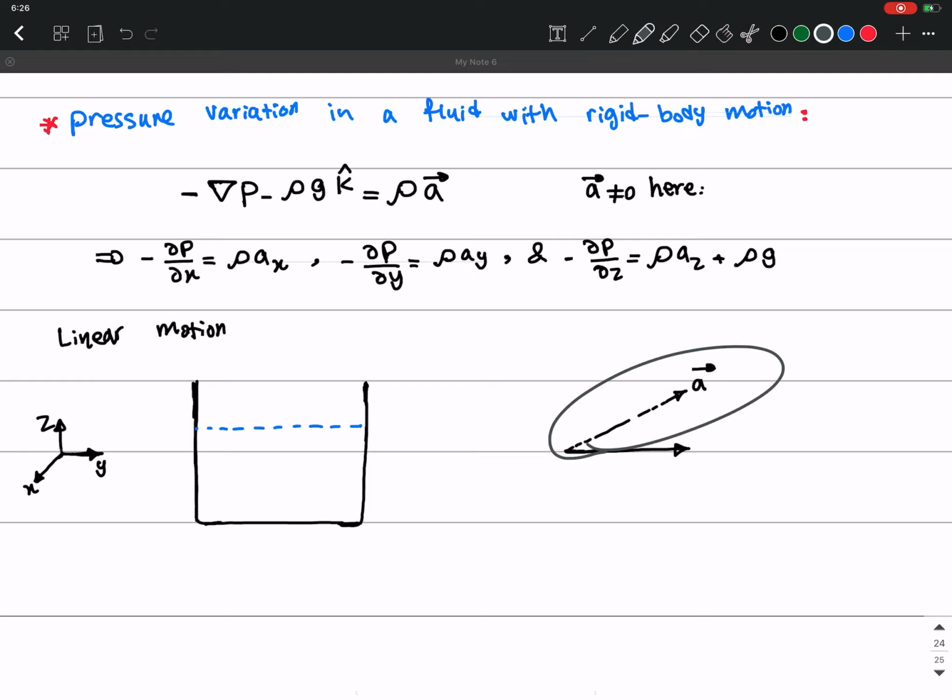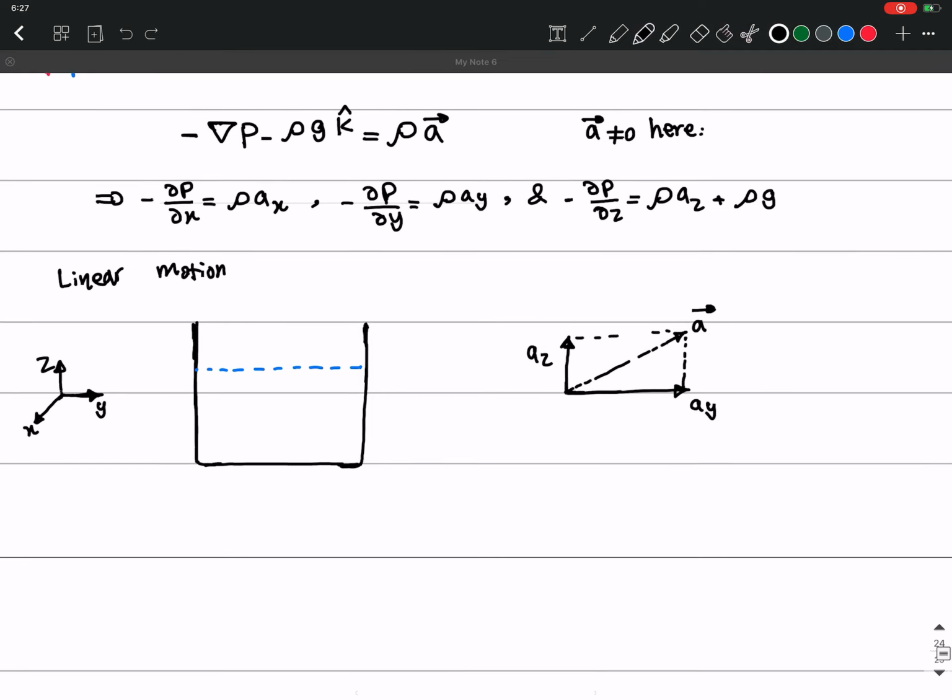So I have this acceleration in this direction. I can decompose this into two accelerations in two directions. One in the y direction, I denote it as a_y, and one in the z direction, I denote that as a_z. So this motion is in the plane of y and z. I have an acceleration in the y direction and an acceleration in the z direction. So let's see what happens.